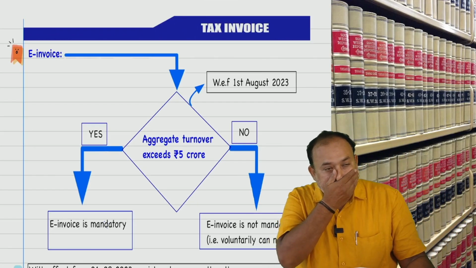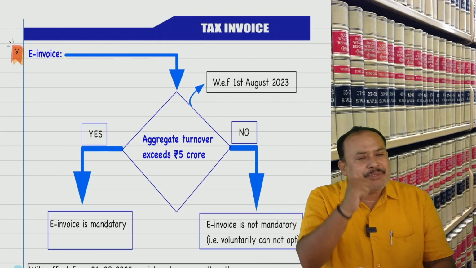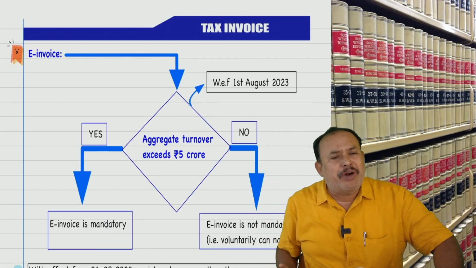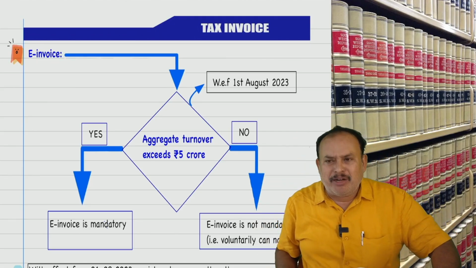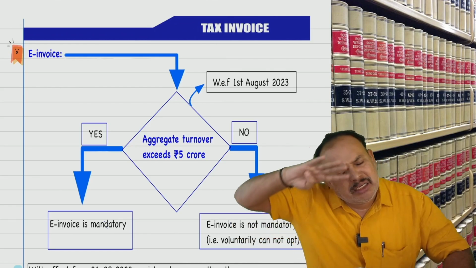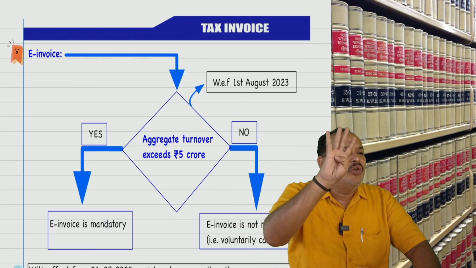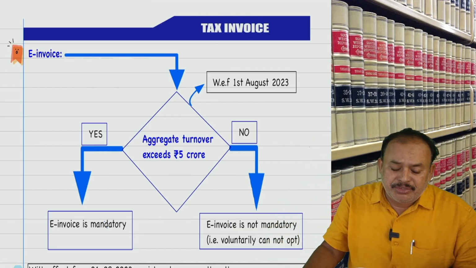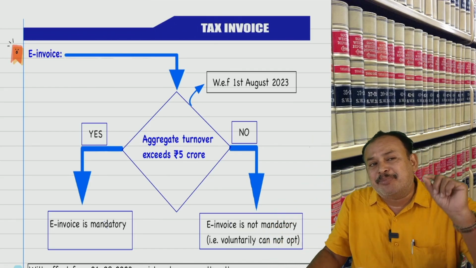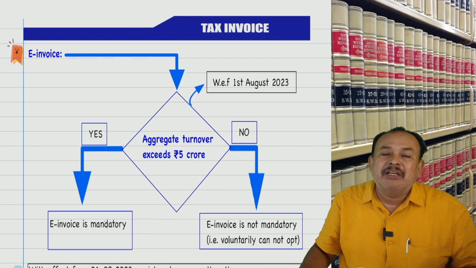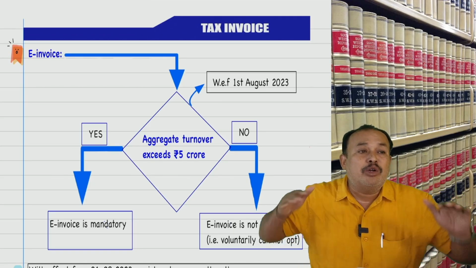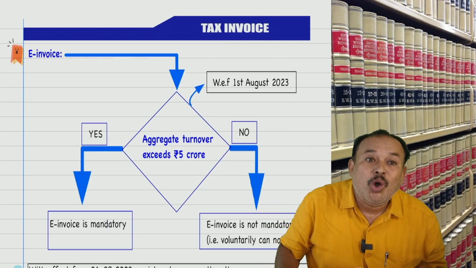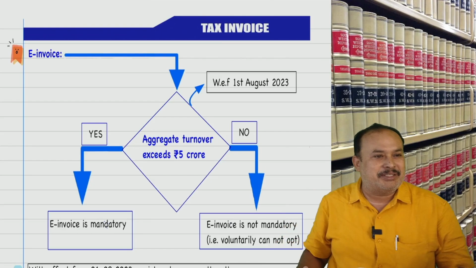Now, I have a doubt. Sir, my turnover has not exceeded 5 crores, sir. Total turnover is 4 crores, sir. How much? Aggregate turnover is only 4 crores, sir. In that case, is e-invoice mandatory for me? No. Now, if I want to issue e-invoice voluntarily, can I do so? No. Excellent. Hats off to the answer.